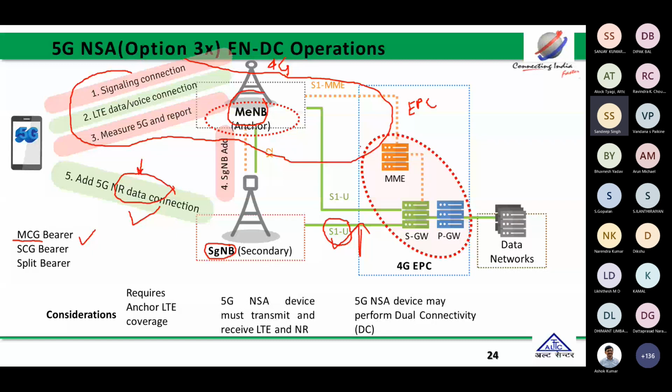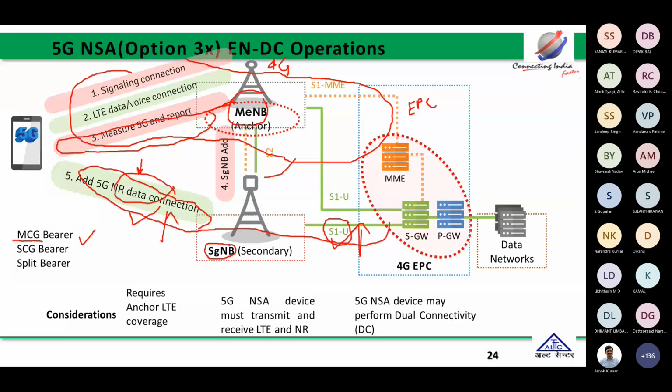When the packets come from the EPC to the master eNode B, and the data radio bearer is formed between them only, then it is known as the MCG bearer. And when the data comes from the EPC towards the G node B only, then this data radio bearer is known as the secondary cell group bearer. And the third one is the split bearer.